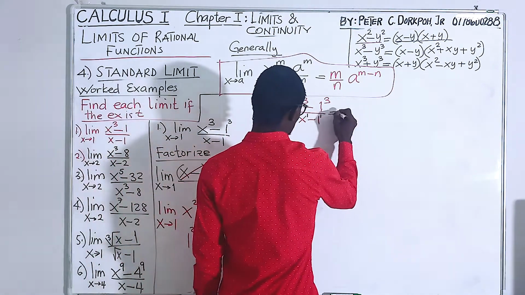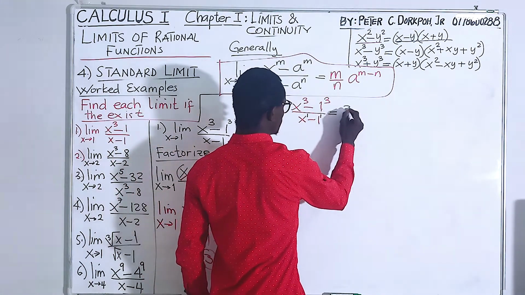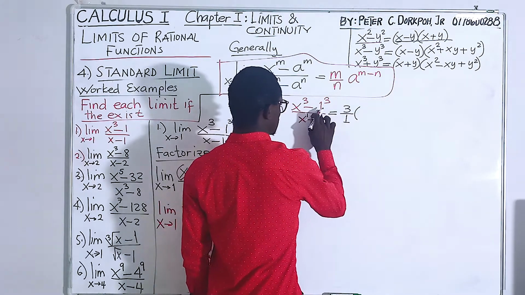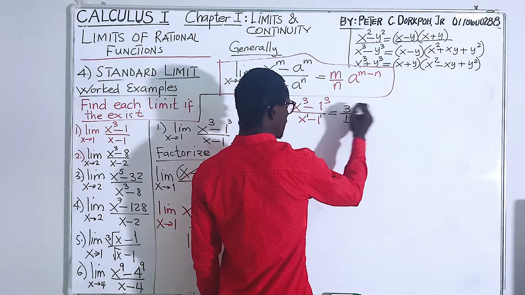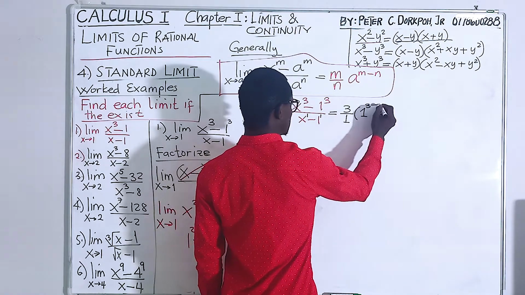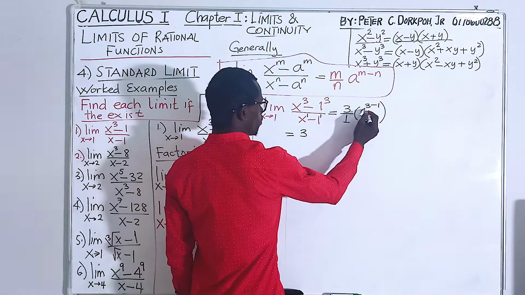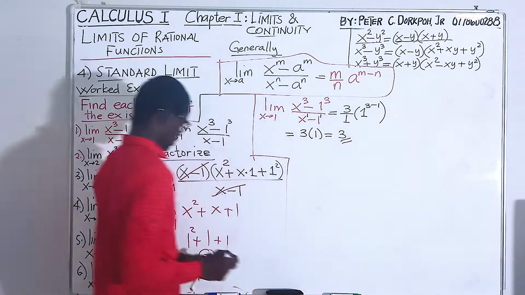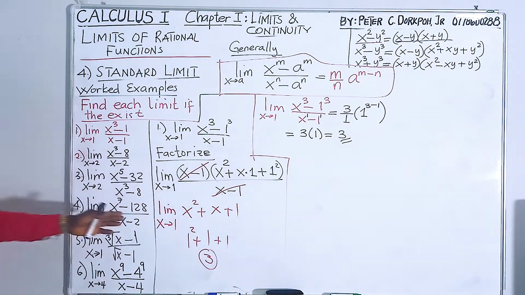So after answering those questions, then you apply the standard limit. You see the power of the numerator, 3, divided by the power of the denominator, 1, times the term that is attached to the negative, right? 1, raised to the power of the numerator minus the power of the denominator. So therefore, you just have 3. 1 raised to any power is just equal to 1. 3 times 1 is just 3. So this is how fast it works when you are dealing with the standard limit.